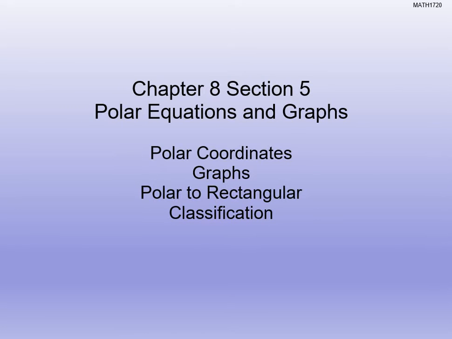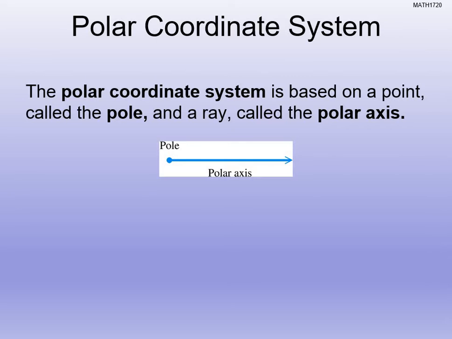Alright, welcome back. Math 1720. We are in Chapter 8, Section 5, Polar Equations and Graphs. This stuff should be relatively familiar to us. We did this when we did trigonometry: magnitude, direction, and then we did rectangular. So these are the same kind of concepts as we go through this, relatively a review.